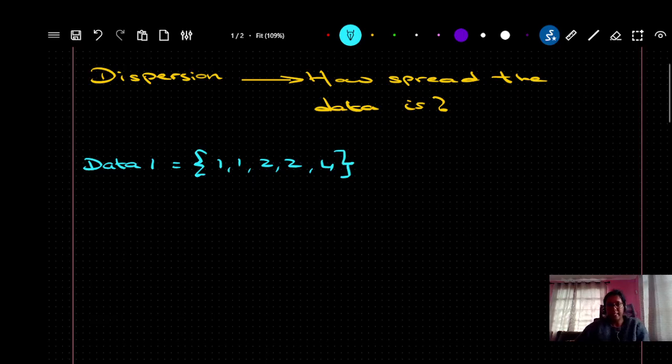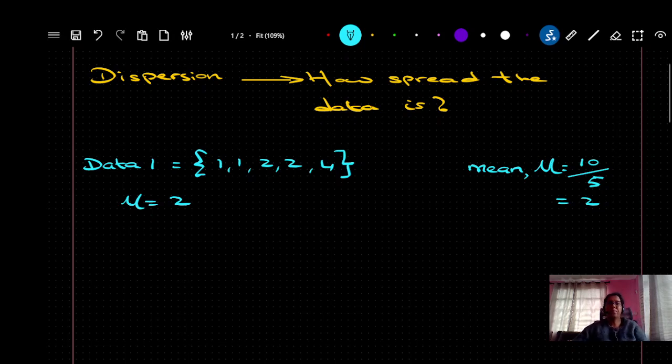You want to calculate the mean of this data set. So the mean here, when you calculate the mean, the mu. So let's see, 1 plus 1 plus 2 plus 2 plus 4 is 10, right? 2, 2, 6, 10. Divided by 5, which is 2. So here, for this data 1, the mu is 2. You have the mean 2, okay?